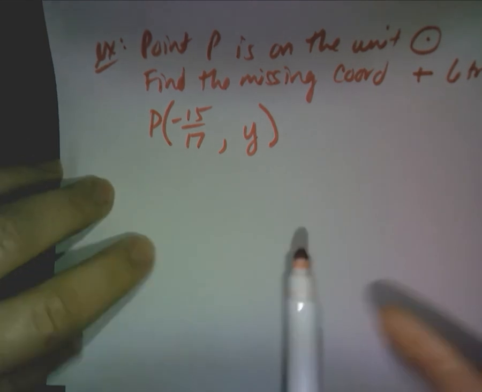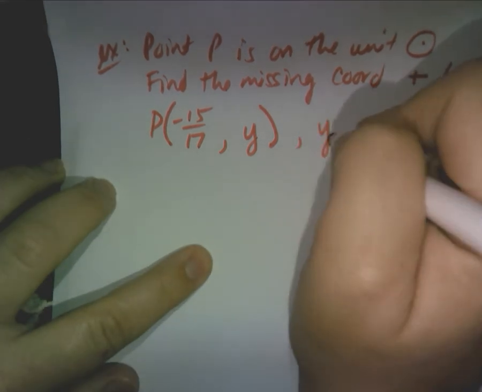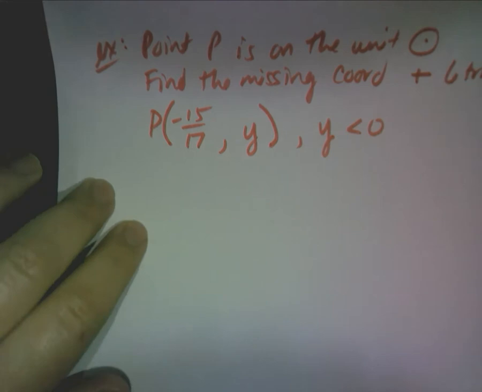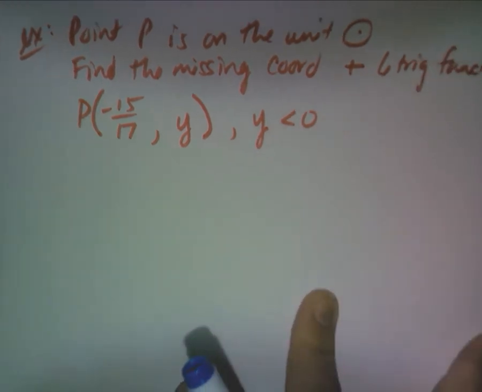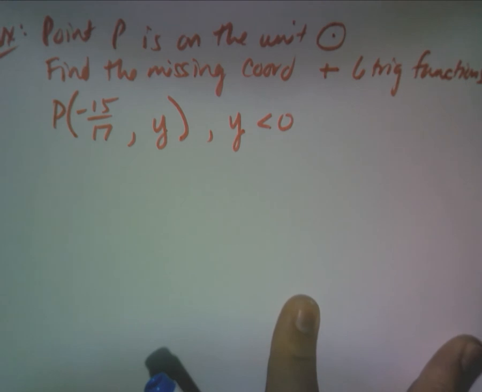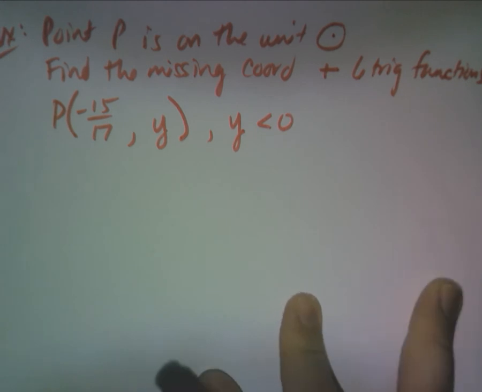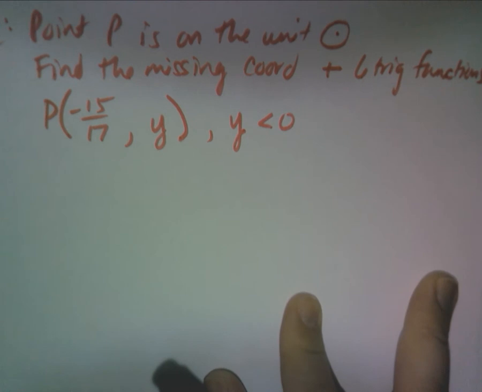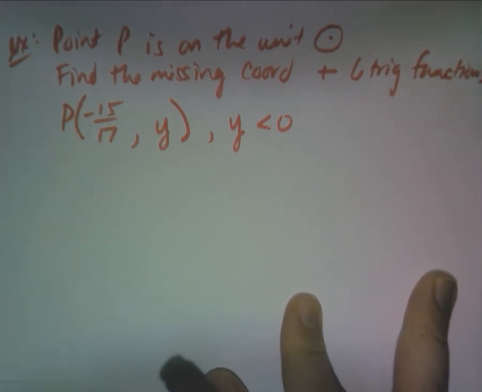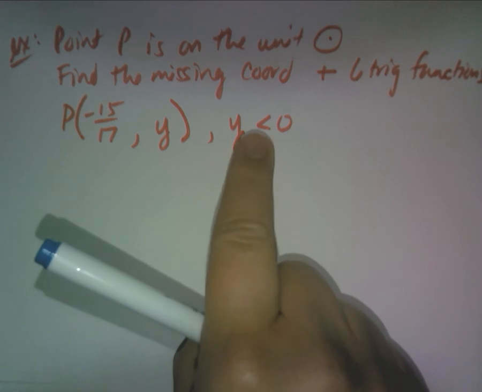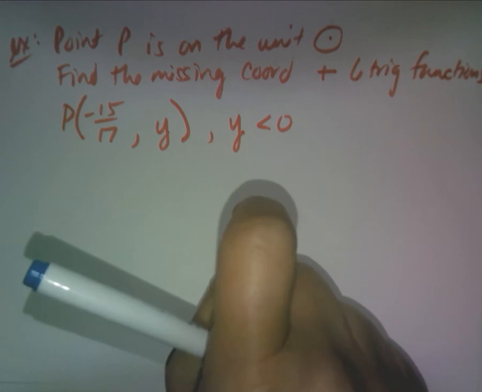Oh, and there's one more piece of information. I like this one. Point P is on the unit circle. You have to find Y and all those 6 trig functions. So let me just explain some notation to you because I don't want you to get freaked out yet. If Y has to be less than 0, what does that mean Y is? Negative. Do you all agree? Okay.